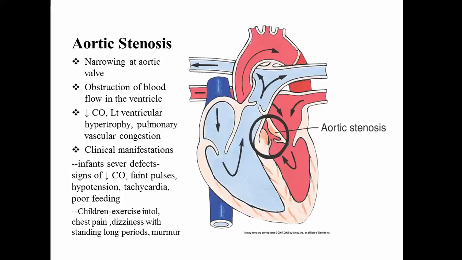With children, they're going to have exercise intolerance, chest pain, they'll have dizziness when standing for long periods, and you're definitely going to hear a murmur. So these children are at risk for infective endocarditis, formerly known as bacterial endocarditis. So the non-surgical treatment is the intervention, and that would be balloon angioplasty to open up that narrowed valve. And then there's surgical treatment, which I'm not going to talk about.